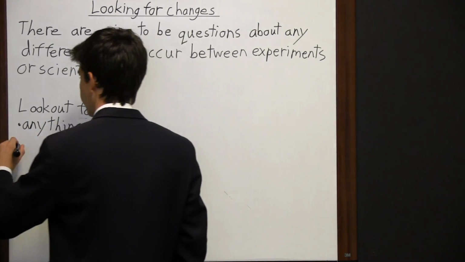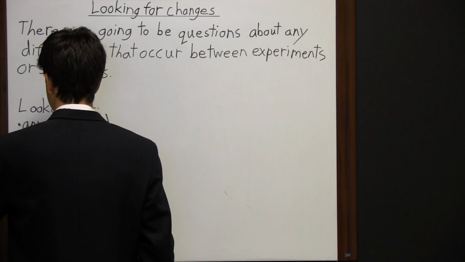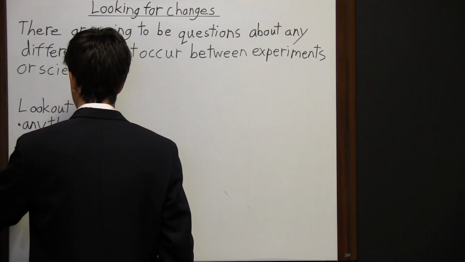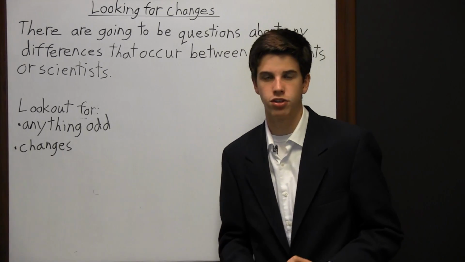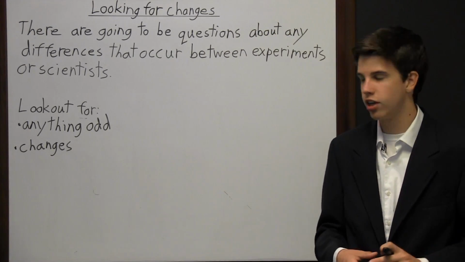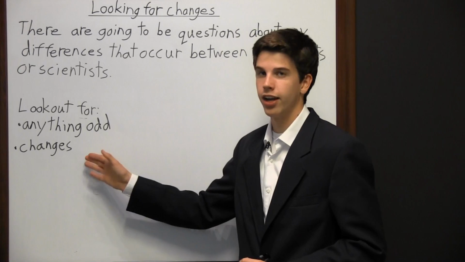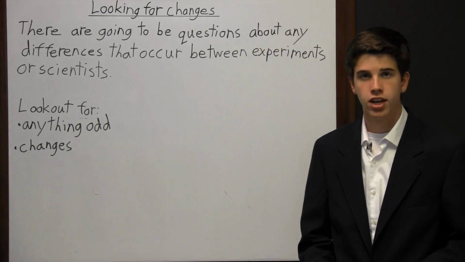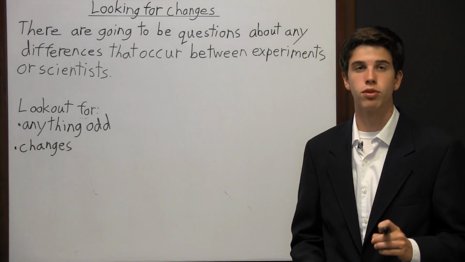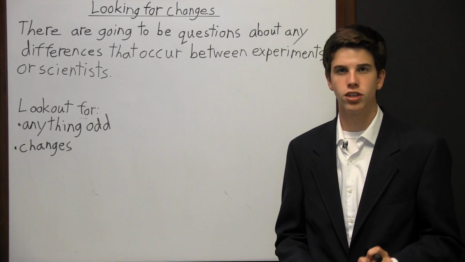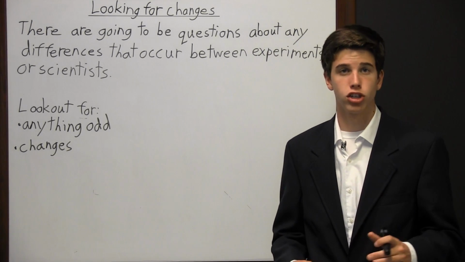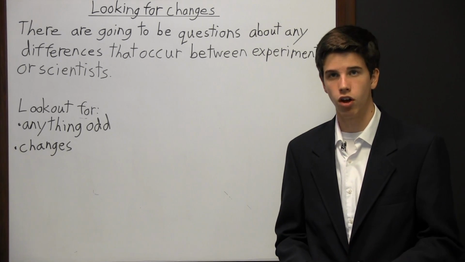And then also be on the lookout for any changes. Because these are the types of things that there's going to be questions about. So make sure that as you review this information, you're on the lookout for anything odd and you're on the lookout for changes. So if one of the experiments deals with the duration of lifetimes for various materials, make sure that you take note of the ones that are extremely short or extremely long.